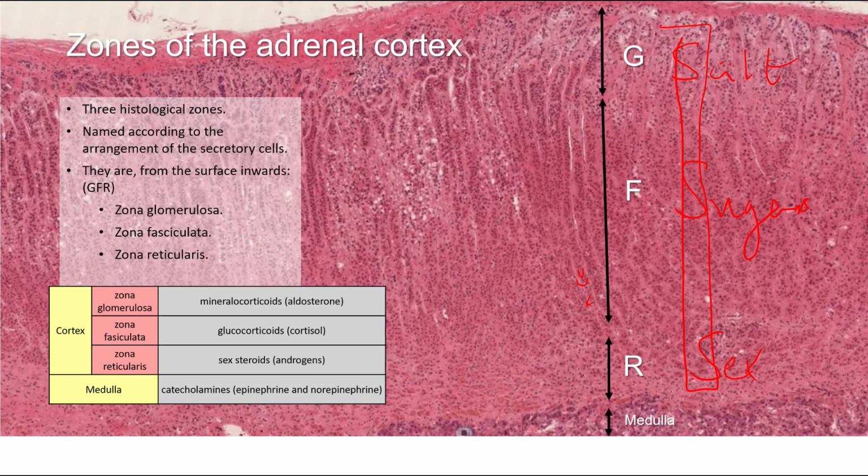As a mnemonic for them: zona glomerulosa, G, fasciculata, F, reticularis, R, together GFR, like the glomerular filtration rate, so GFR.